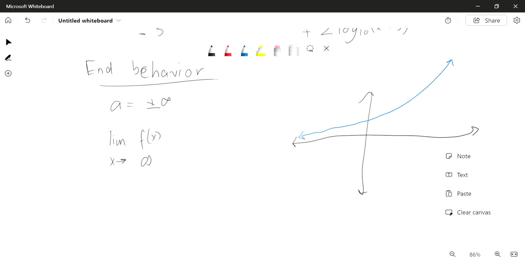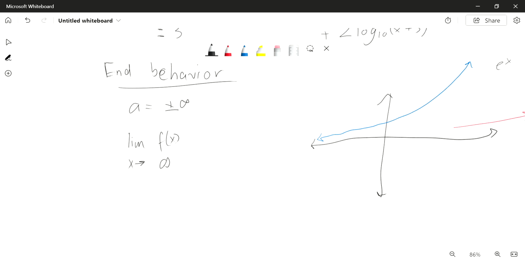Pardon the drawing. As x keeps increasing, or as it goes further towards the right, y will keep increasing at an increasing rate. It doesn't seem to be approaching any value, it just gets larger and larger. So the limit of the function e to the x as x approaches infinity just happens to be infinity.